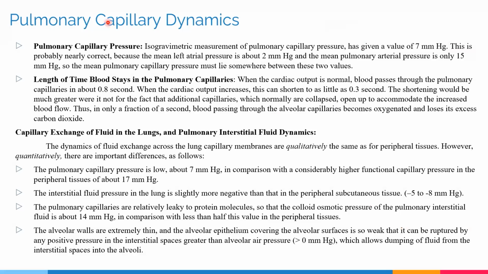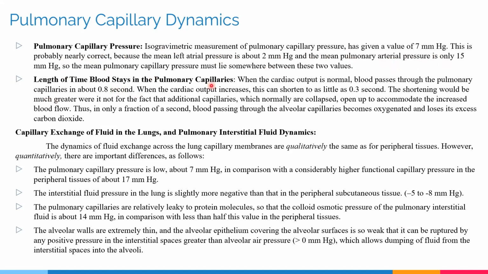Next, we look into pulmonary capillary dynamics. The first thing we look into is the pulmonary capillary pressure. Isogravimetric measurement of the pulmonary capillary pressure has given a value of about 7 millimeters of mercury. This is almost correct, as the mean left atrial pressure is about 2 millimeters of mercury and the mean pulmonary arterial pressure is only 15 millimeters of mercury, and thus the average falls around the 7 millimeter practically measured value.